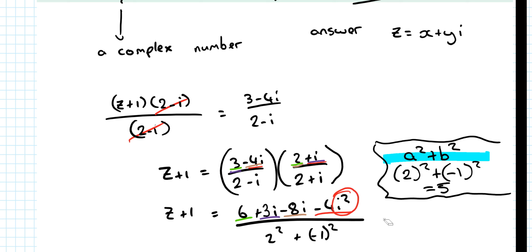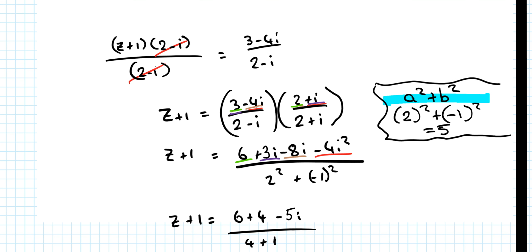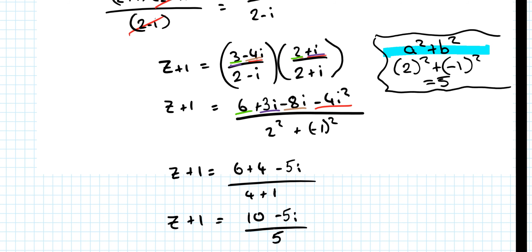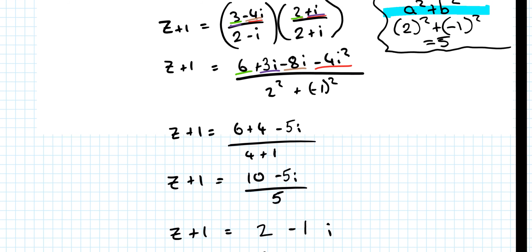And what do I know about that i squared? It's minus 1, so this is really going to change to plus 4. 4 plus 6, nicely, is 10. And what happens here in the middle then? I'm getting 3 minus 8i, so I'm getting minus 5i out of that. Adding 6 and 4 to get our 10 on the top line. And we have our 5 on the bottom line. 5 into 10 goes 2 times. 5 into minus 5 goes minus 1. So I'm getting 2 minus 1i.